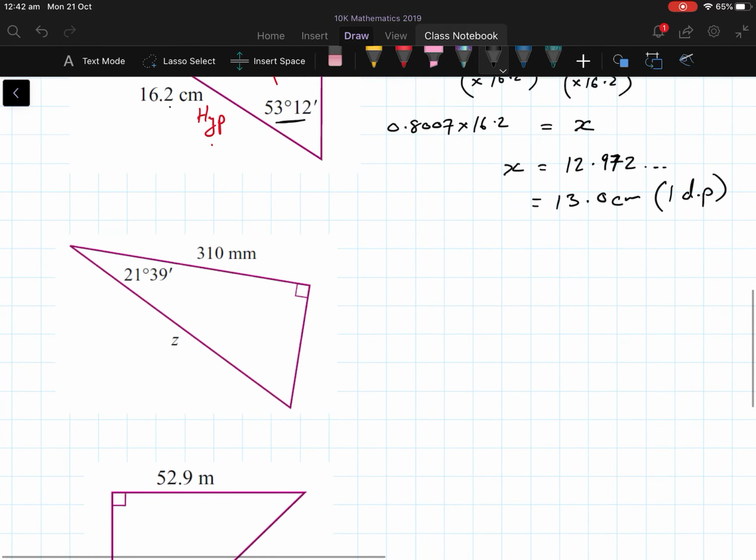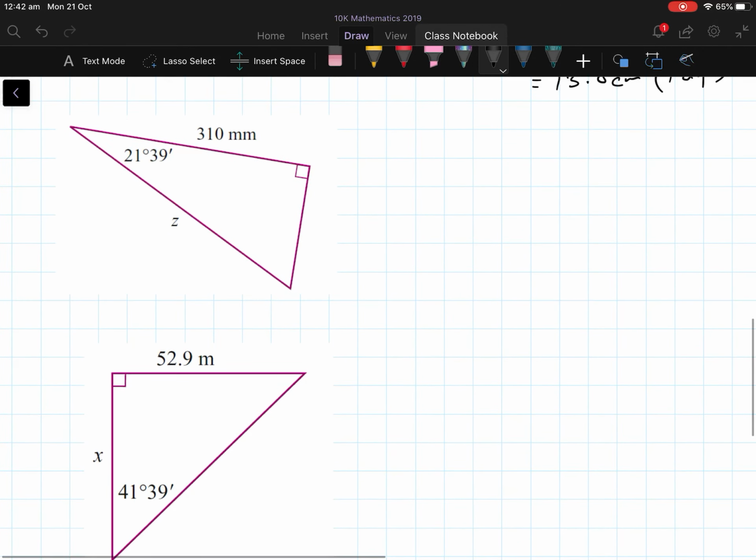All right, let's try number 2. And all this is in the OneNote under a new tab of trigonometry. You can look at it and go through it.